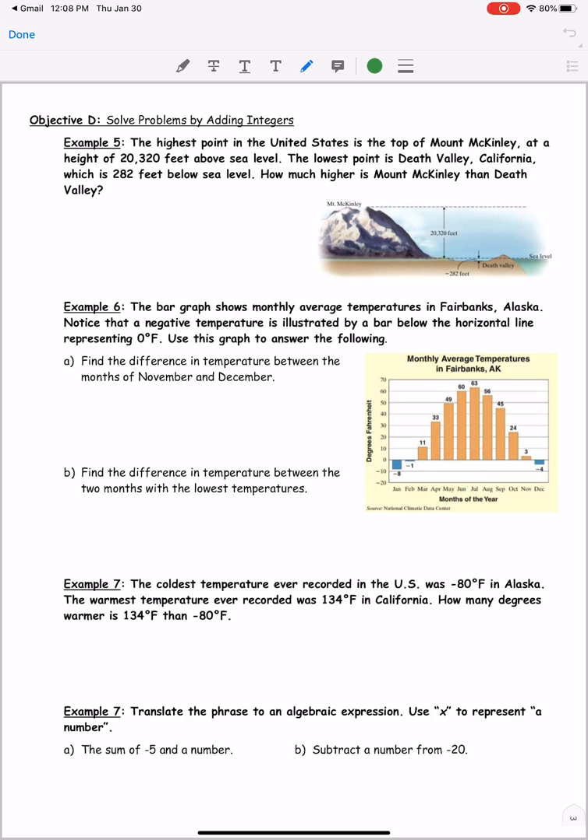All right, so because we want to know how much higher Mount McKinney is than Death Valley, we need to put those numbers in that order. So Mount McKinney is 20,320.